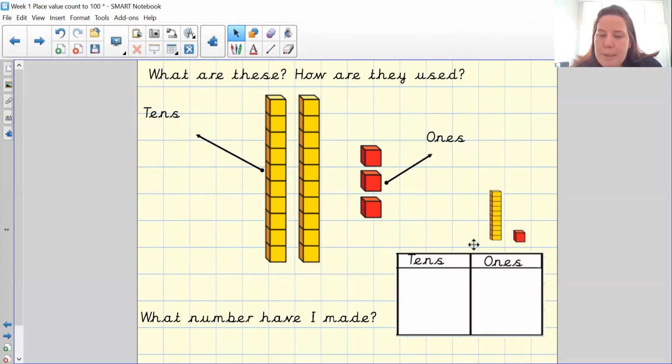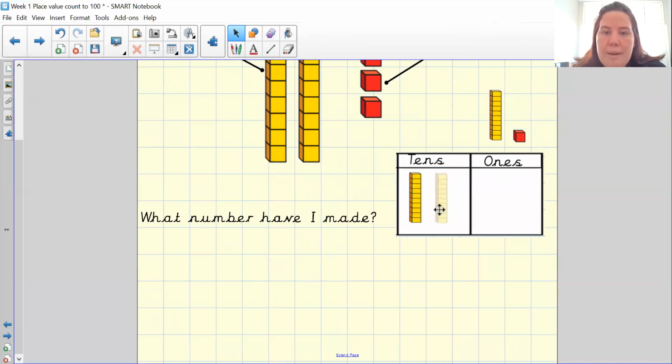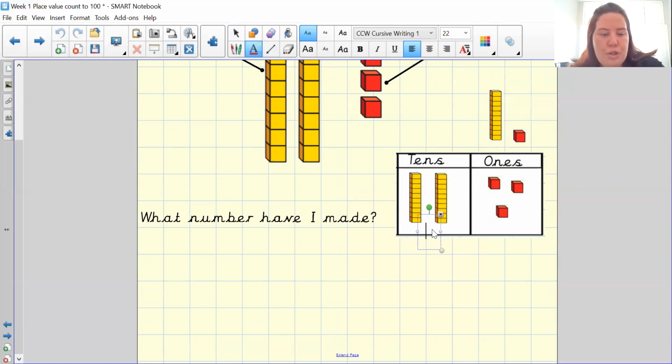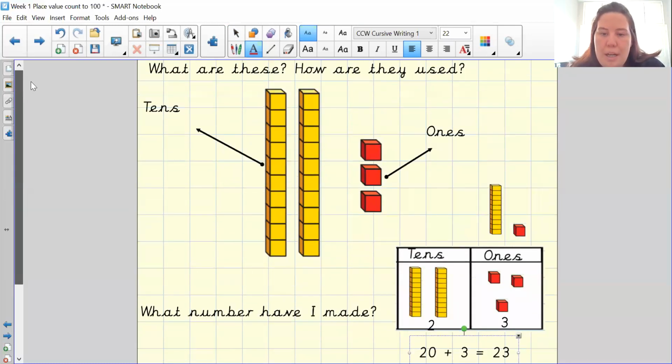So if I had to use a place value grid, I'm going to move my 10 sticks into my tens. And then I'm going to move my ones into my ones. 1, 2, 3. And then I'm going to count them. So I have 2 tens and 3 ones. That is the same as saying 20 plus 3, which gives me 23. So well done if you managed to work that out at home.